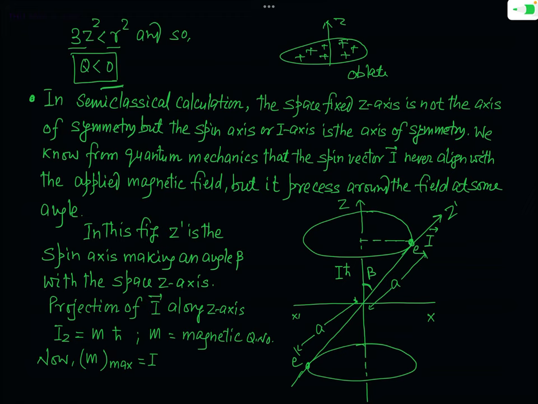So when you talk about quantum mechanics, this space fixed z axis is not the axis of symmetry. In quantum mechanics, the spin axis, which is also known as I axis, because spin means the total angular momentum of the nucleus, denoted by the symbol I. So the spin axis is also called I axis. In quantum mechanics, we consider that the symmetry axis for the nuclear charge distribution is not the body z axis, not the space fixed z axis, but the charge distribution is symmetrically distributed about the spin axis or I axis.